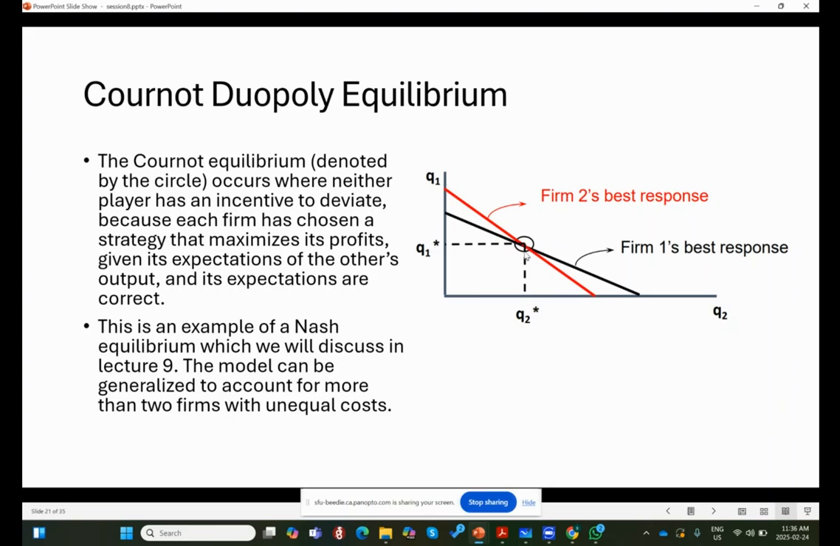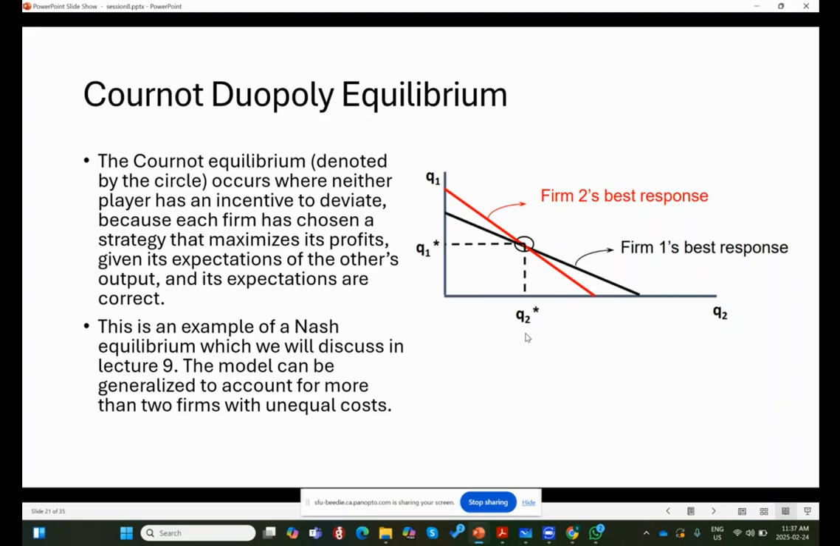For example, if Q1 deviates from this point, producing more, then it would be under the best response function of the second firm, right? So that means, for example, if the second firm is producing at Q2 star, then this would be the best response function of Q1. And if Q1 is producing above this Q1 star, then they are not maximizing the profit, right?